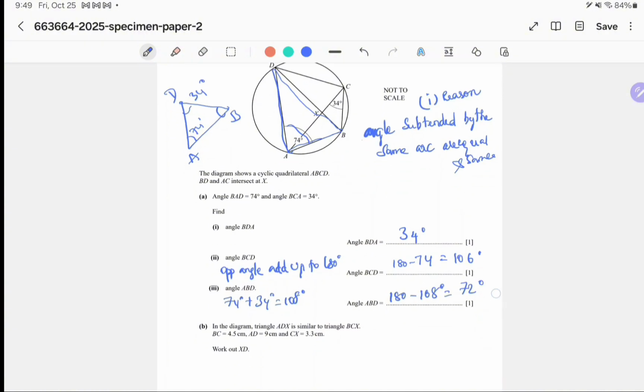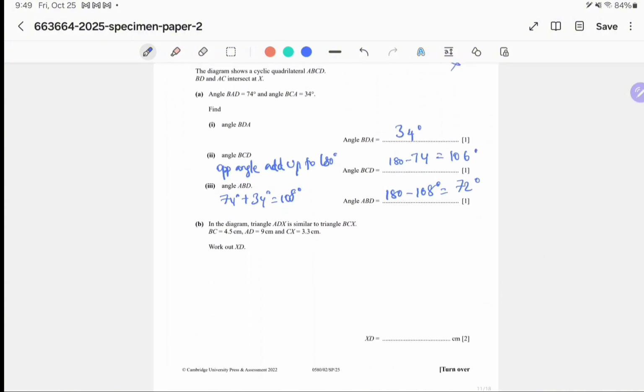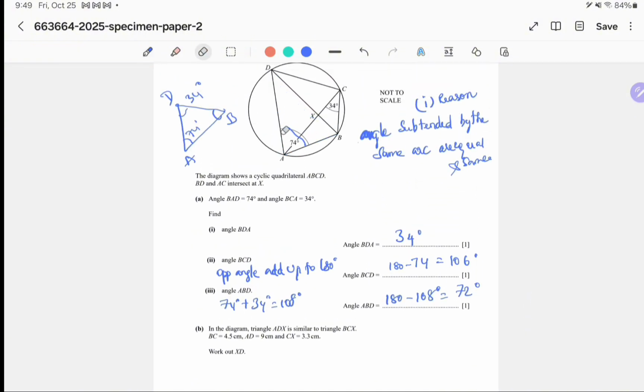Okay. Next question, in the diagram, triangle ADX is similar to triangle BCX. Find XD. BC is 4.5, AD is 9, CX is 3.5. Here BC is 4.5 and AD is 9. I think they are in ratio. CX is 3.3 here, this part alone. So we have to find out XD, this line. Okay, how will we find out? I think they are in ratio if you check.